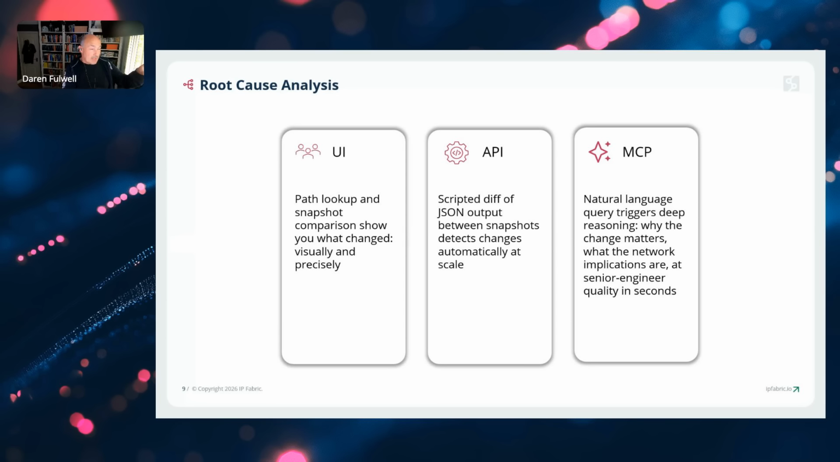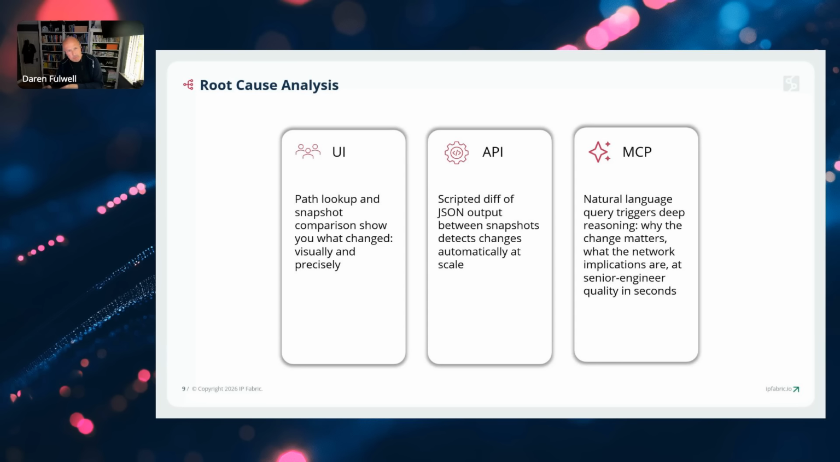From an API point of view, we can take the endpoints that we find in the UI there and script it. So again, we can look at a specific path, show how it's changed between snapshots by scripting the analysis of that JSON output that comes back from those API endpoints. But again, it's very, very specific, very narrow focused.